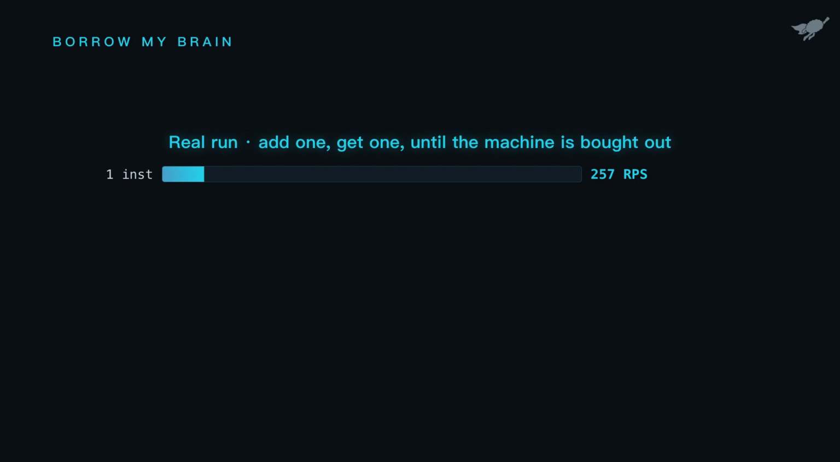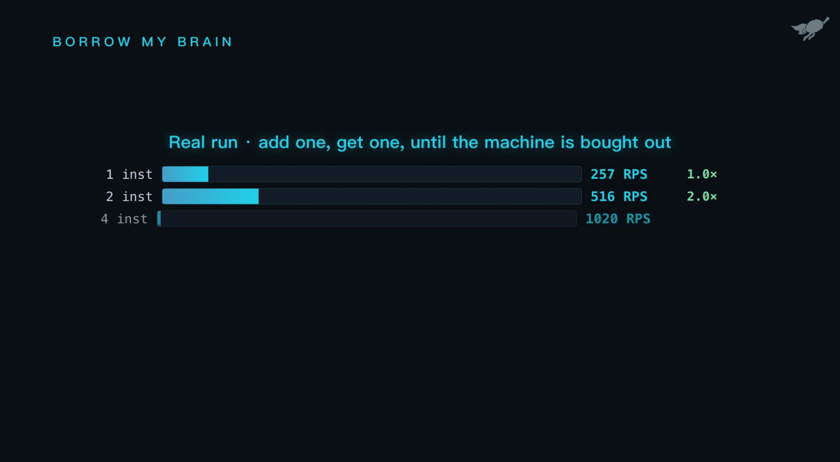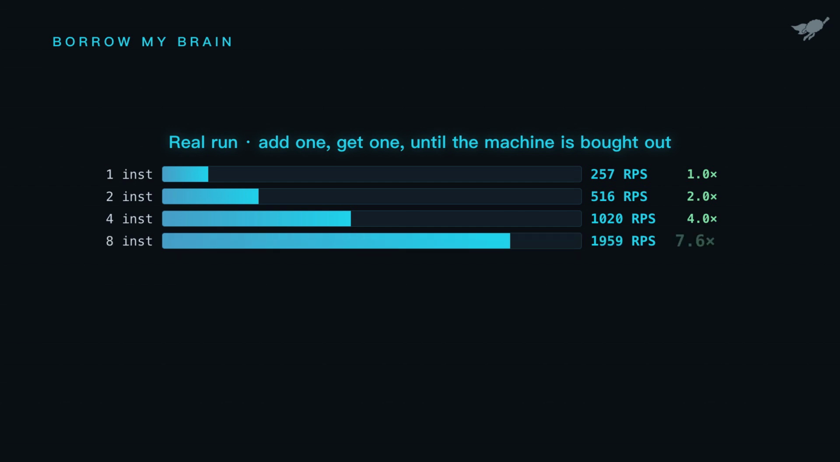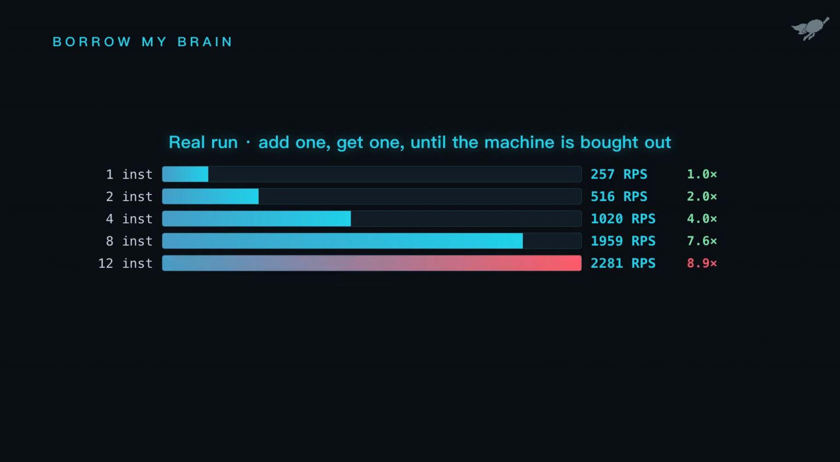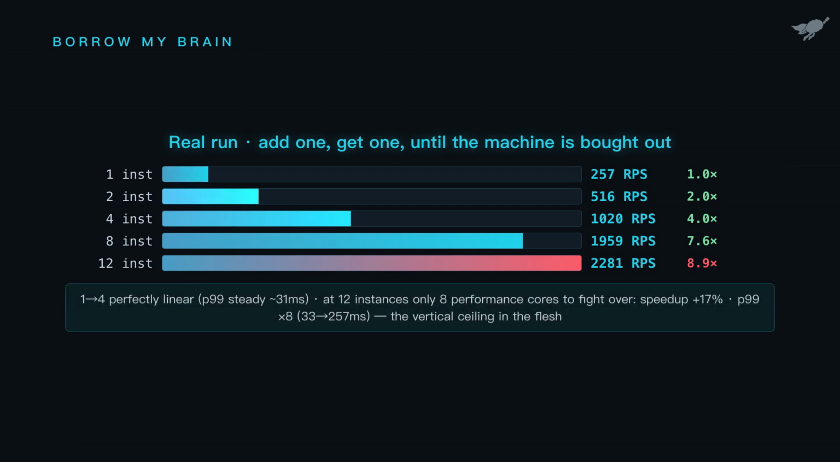Now look at this staircase. 1 machine, 257 per second. 2 machines, 516. Exactly double. 4 machines, 1020. Exactly 4 times. And latency held around 30 milliseconds the entire way, rock steady. This is horizontal scaling at its most seductive. Add 1, get 1. Linear.